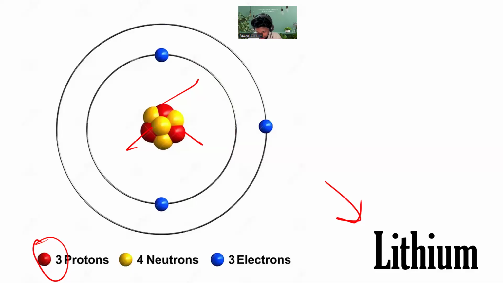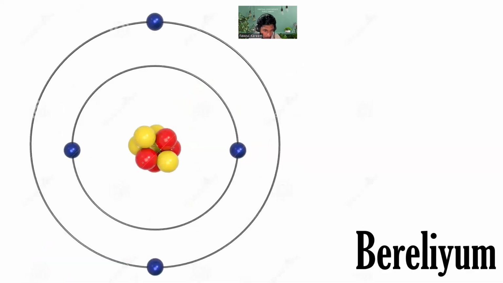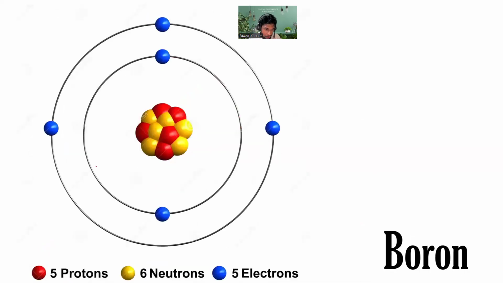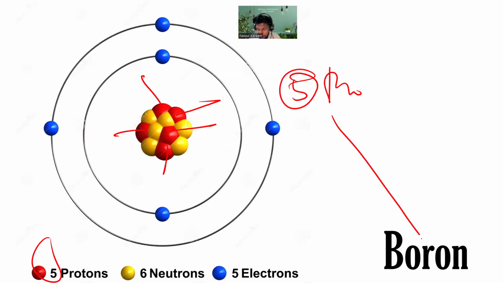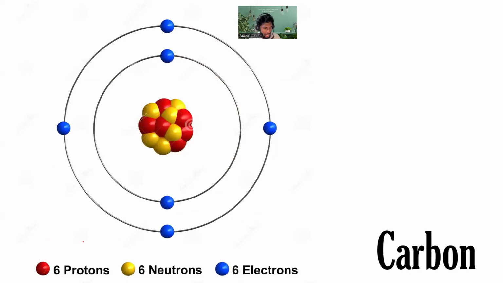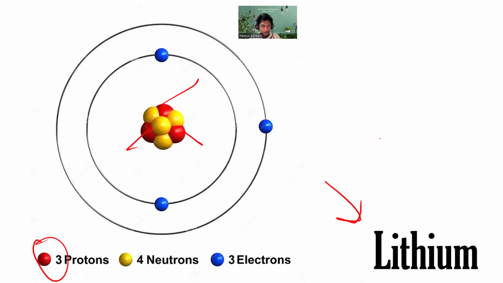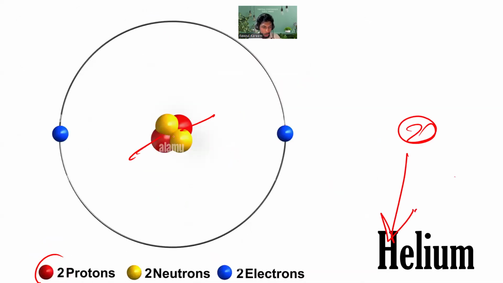Okay. Beryllium. How many? 1, 2, 3, 4. 4 protons. And boron. 5. 1, 2, 3, 4, 5. So if they have 5 protons, I will say boron. And if they have 6 protons, you will say carbon. And you want to note another important thing. The number of protons and number of electrons are the same.